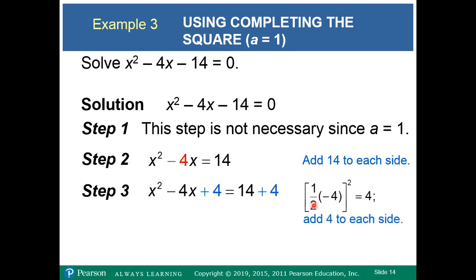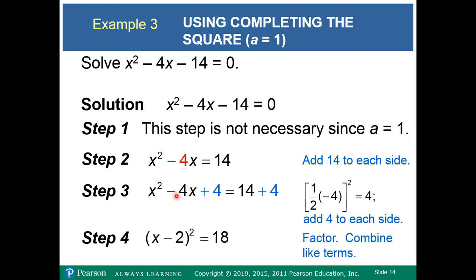So negative 4 divided by 2 is negative 2. Negative 2 squared is 4. So we're going to add 4 to both sides. And what we did was add 4 to both sides, so we didn't change the equation. But in the process, we created a trinomial that is a perfect square. And so now we know it's going to be x minus 2 squared is equal to 18. And now we can use the square root property and solve.